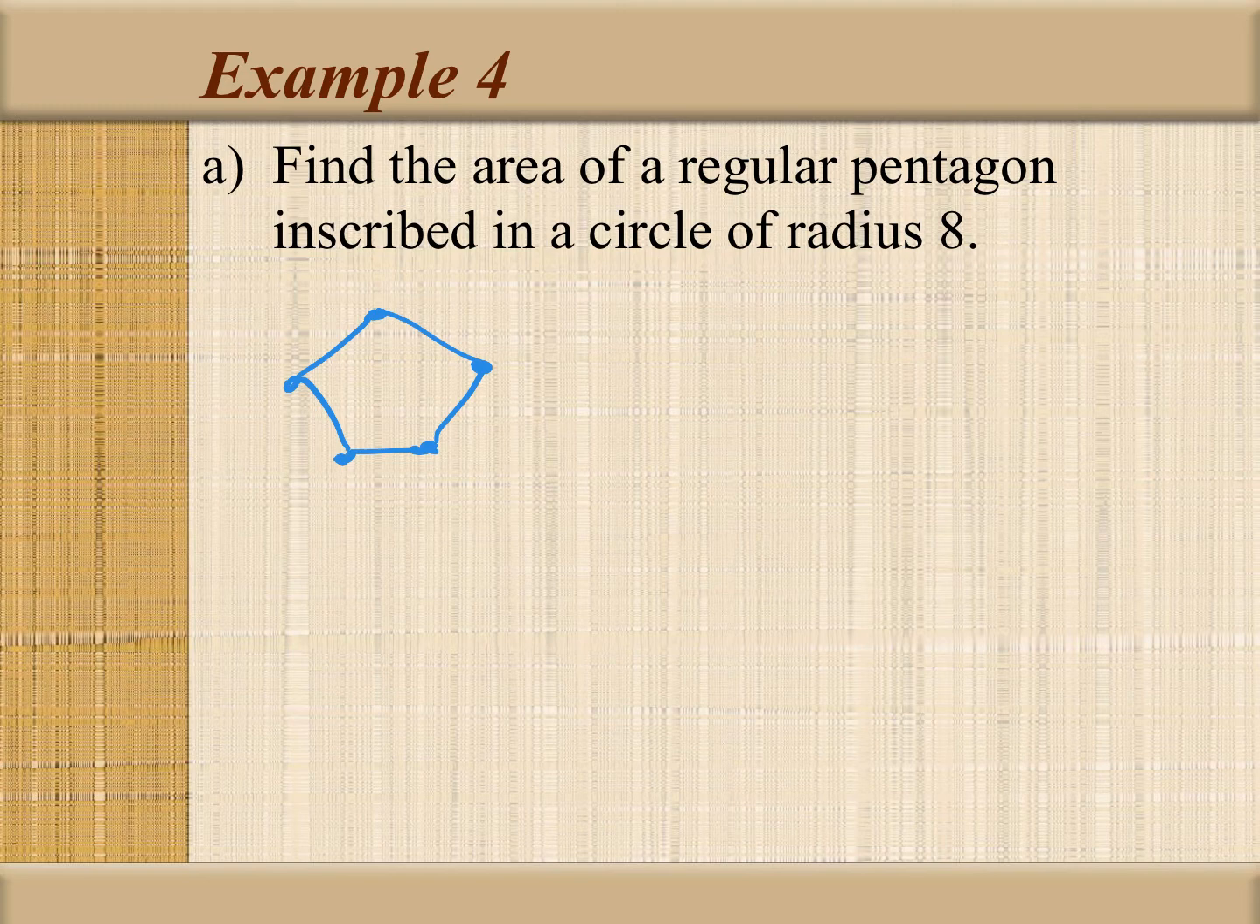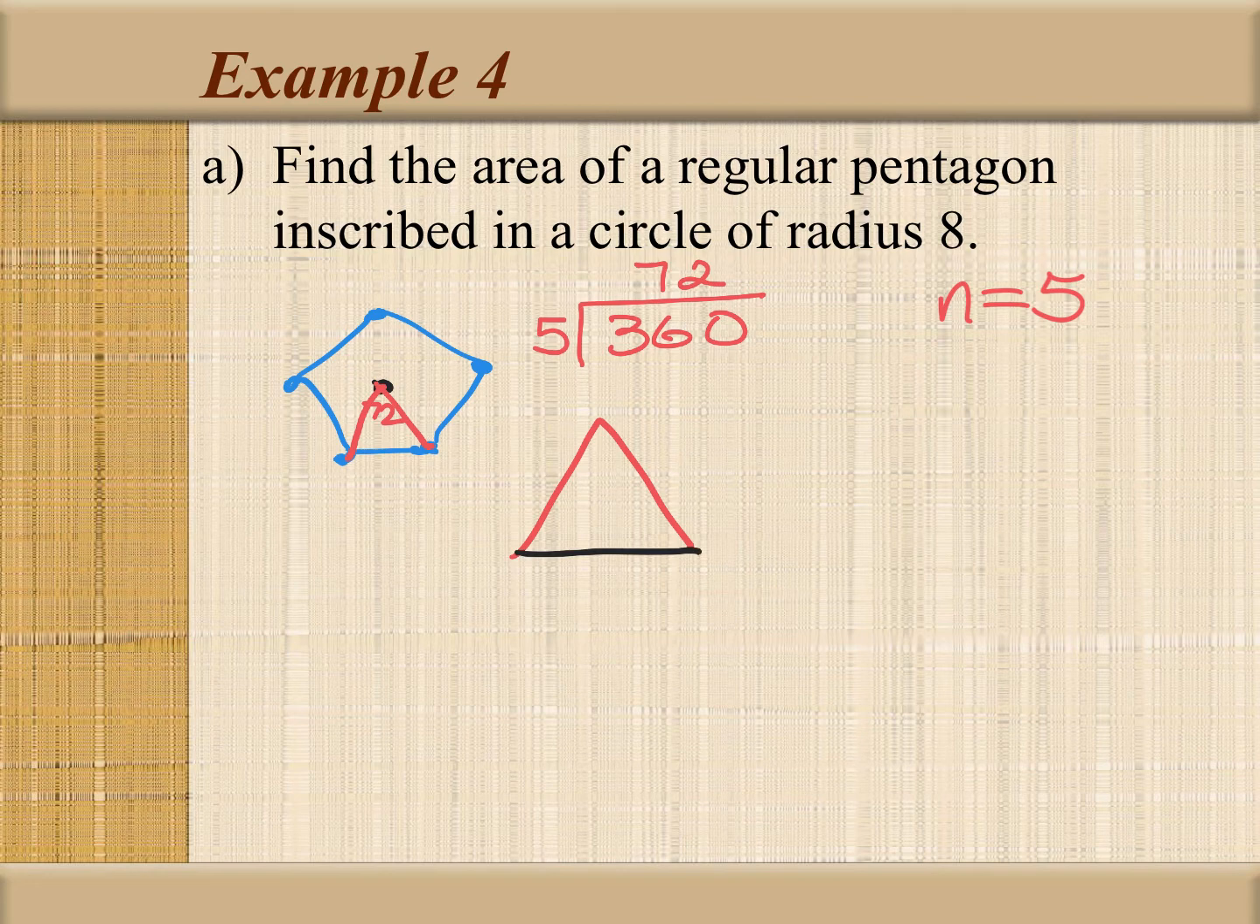Draw in my center point. Draw in my 2 radii to create my central angle. Remember, to find the measure of this central angle, we take 360 and divide it by the number of sides. You need to know that the n value when it's a pentagon is 5. 360 divided by 5 is 72. This central angle is 72 degrees. Once I bisect it with my apothem, this angle up here now is 36 degrees.